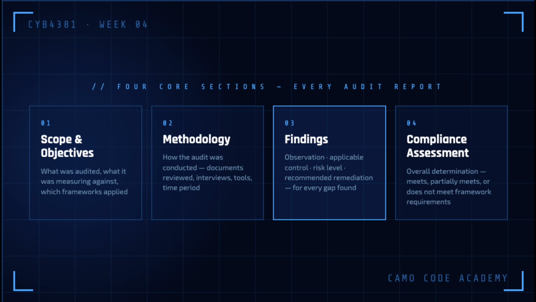How the audit was conducted, what documents were reviewed, who was interviewed, what tools were used, etc. Now, this establishes credibility before the reader sees a single finding. After the findings come the compliance assessment, which is an overall determination of whether the organization meets the applicable framework requirements. For example, for PCI DSS, that's binary. Either you're compliant or you're not compliant.